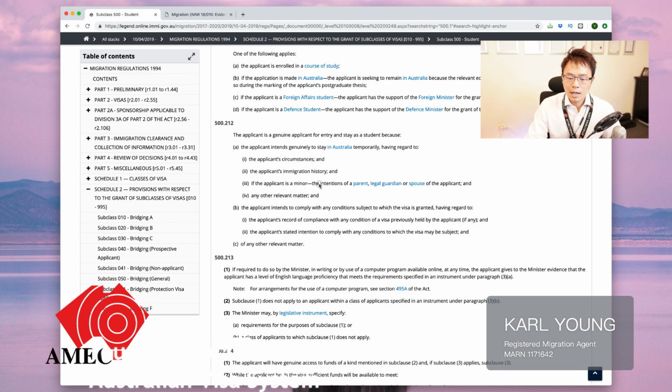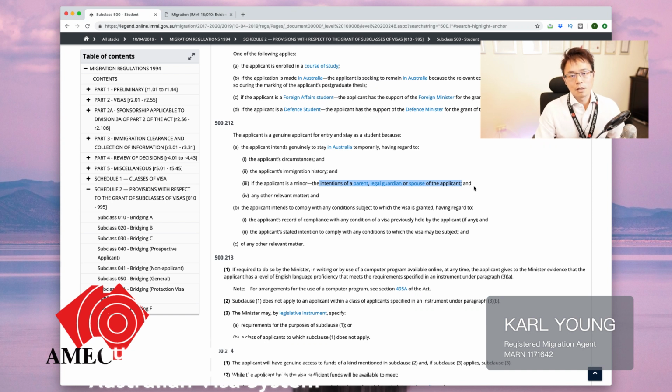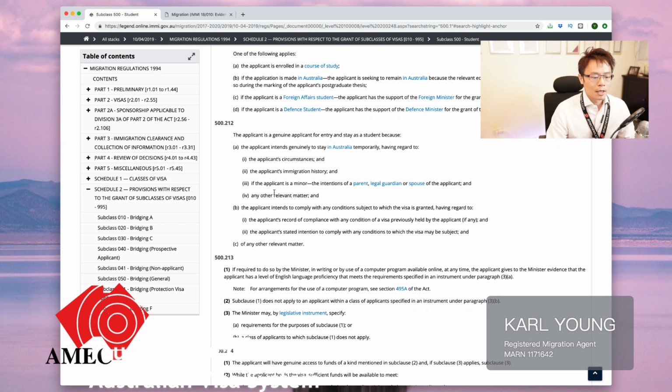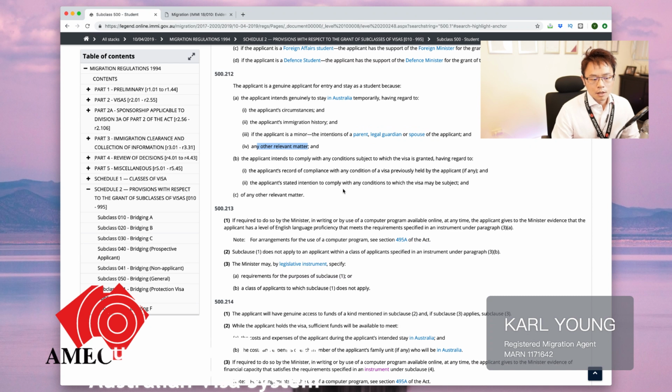Generally, this part has to be agreed by the school sector, the school principal, or the management team in the school, because if they don't accept it, they won't even issue you the certificate of enrollment, and you will not be able to submit your visa application. And number 4, any other relevant matter. It really is all about why you want to come to Australia to study.